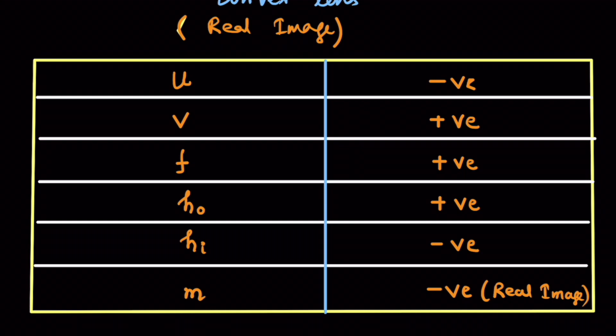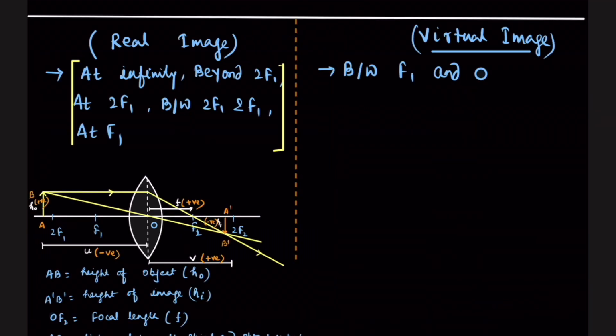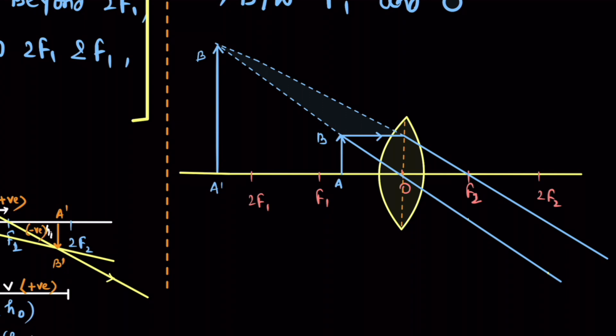Similarly, if we go for the virtual image of a convex lens, the image should be virtual. A virtual image is always formed between f1 and O. So let's draw the image formation of a convex lens when the object is between f1 and O. A dash B dash is the height of the image, which is positive.